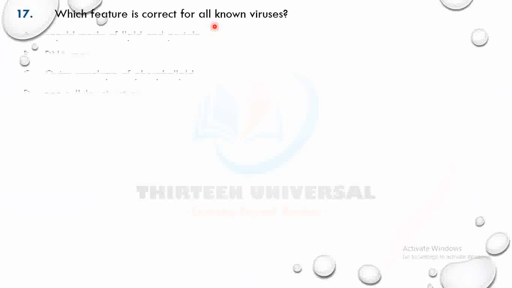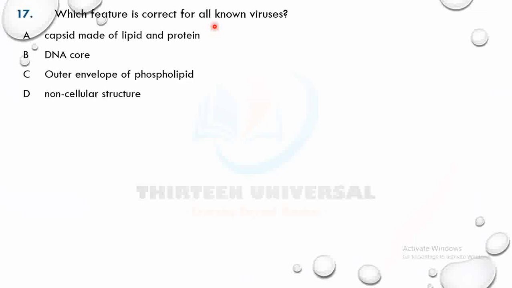Which feature is correct for all known viruses? You see, they keep repeating this question. All known viruses, right? They say capsid made of lipid and protein. Capsid is made up of lipid only. Yeah, all known viruses, of course, they have capsid. But I want you to pause the video and try by yourself, okay? Now they're all made up of capsid. I hope you know what is called capsid.